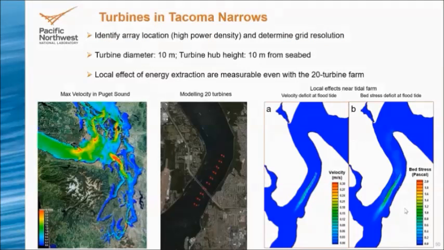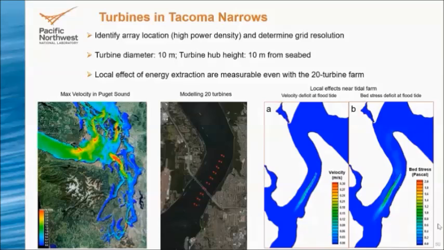So I'm going to show an example of putting in some tidal turbines in the Tacoma Narrows. On the left-hand side of the screen, you'll see an aerial overview of the Puget Sound. Areas in red are areas of high tidal flows. In the bottom right corner of the map, you'll see a little sliver of red, and that's actually the Tacoma Narrows. In the next image, we blow that up. You can see the Tacoma Narrows Bridge.